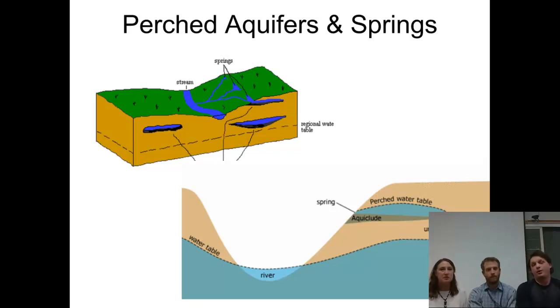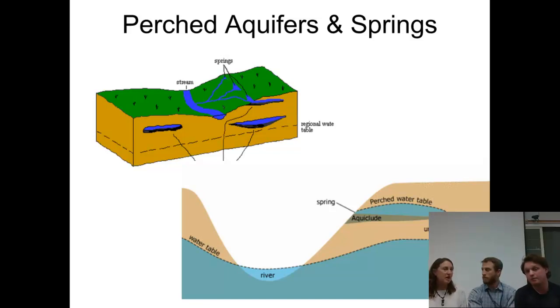What happens when the water flows out onto the surface? So if you notice there, you can see that the perched water table is right alongside of that hill, and water can actually flow out of the ground, and that's referred to as a spring. The recharge area is kind of above at the top of that hill. It's not only recharging the perched aquifer, but it's also recharging the other regular aquifer that's below that.